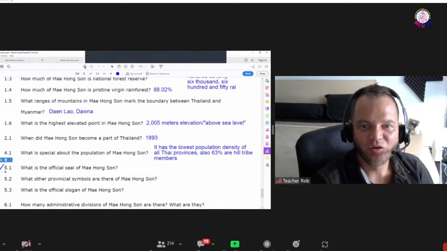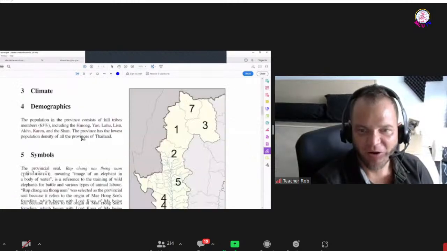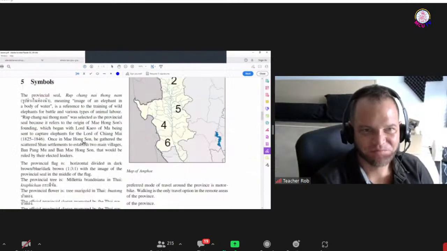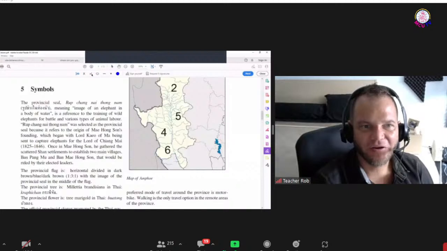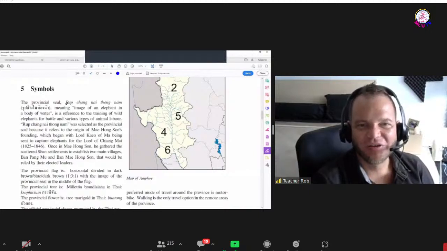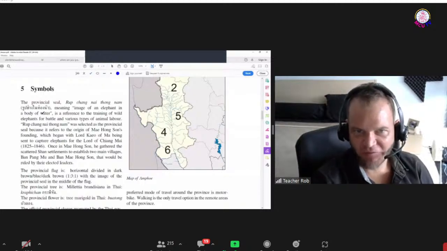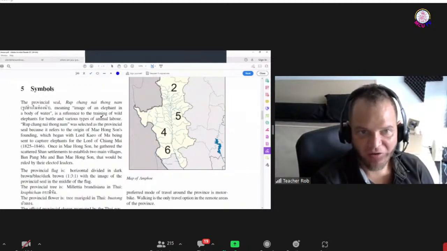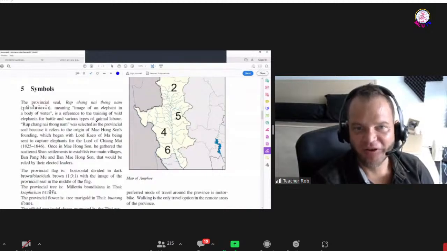Okay. So I'll read section 5. This is all about symbols. Yeah. So it starts here. The provincial seal. Now I'm probably not going to say this very well. Rup Chang Nai Tong Nam, meaning image of an elephant in a body of water, is a reference to the training of wild elephants for battle and various types of animal labor.